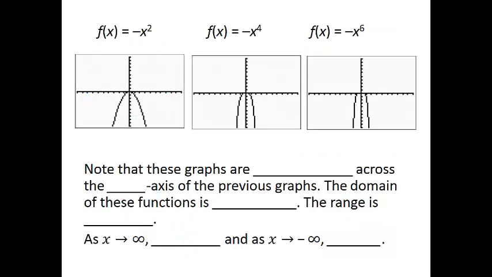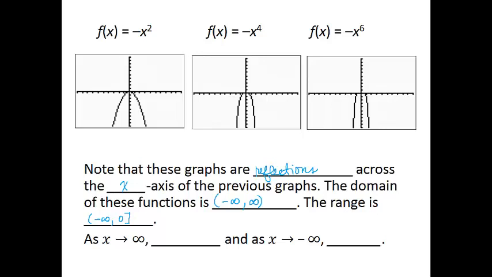And when we examine the negative x squared, negative x to the 4th, and negative x to the 6th, you should notice again that these graphs are just reflections across the x-axis of those previous graphs. The domain is still all real numbers. And the range, this time from bottom to top, is negative infinity to 0 with a bracket.